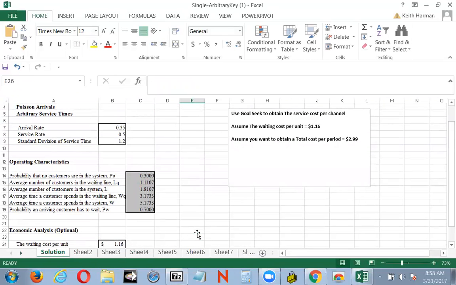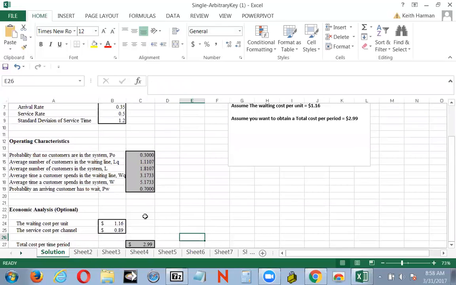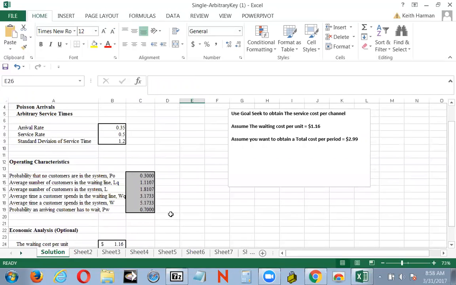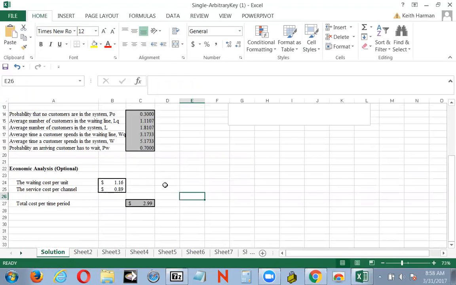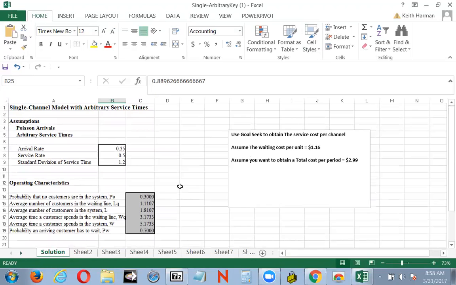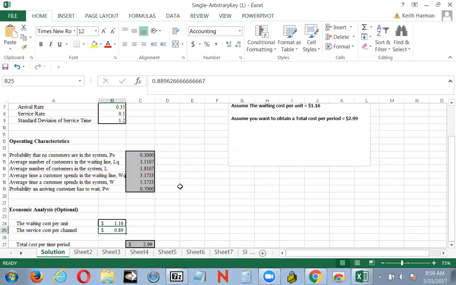And we're going to assume this waiting cost is $1.16, as I said, and we want to get a total cost per period of $2.99. So I'm going to come over here, I'm going to click data. And I'm just going to put right here the service cost per channel, and right now I'm going to put it in as 95 cents. Pardon me, it should be 0.95, not $95. And there we go.